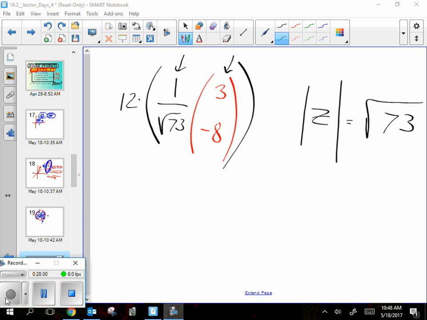All right. If I needed to know how far it was in the I direction, I'd go this times this times this. And the J would be that times that times that. Yes? Could you multiply it all out and have the exact... Yes, that's what I was just saying. If they asked you how far in the I direction is it, it would be 12 times 1 over root 73 times 3, so it'd be 36 over root 73 in the I direction. And then how far is it in the J direction? 12 times 1 over root 73 times -8. Okay, so there's your unit vector thing.